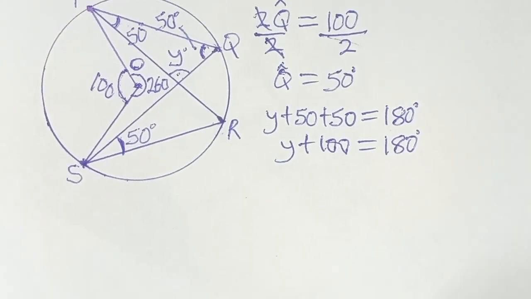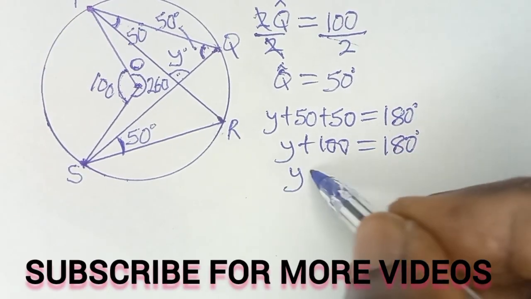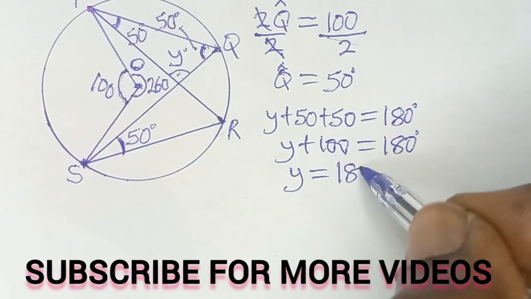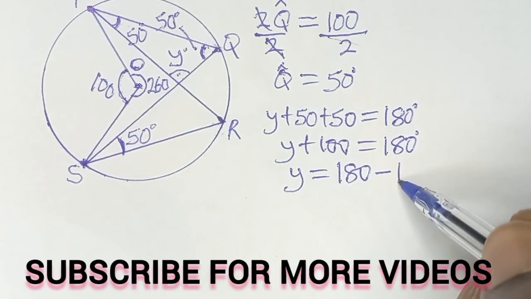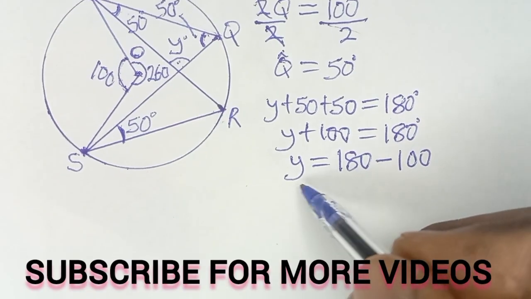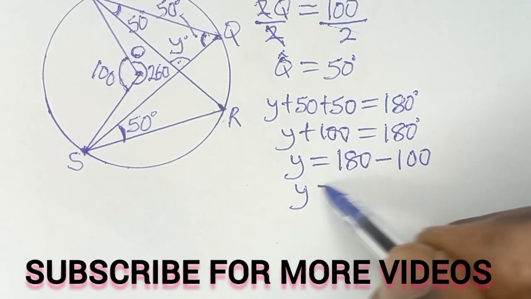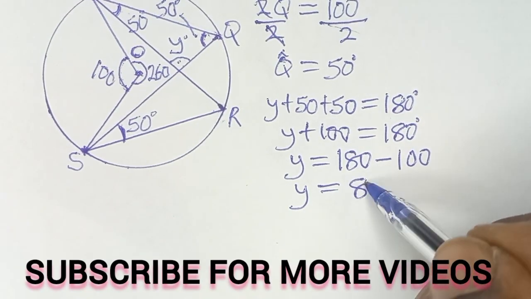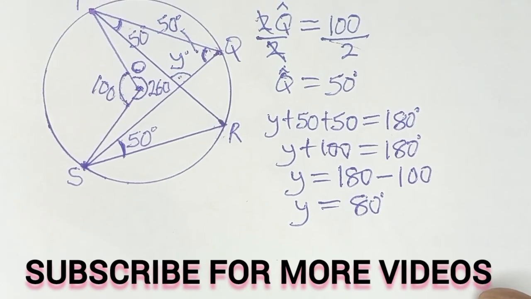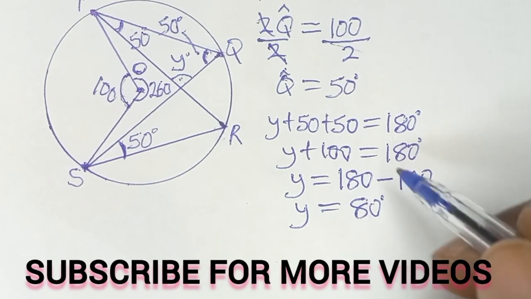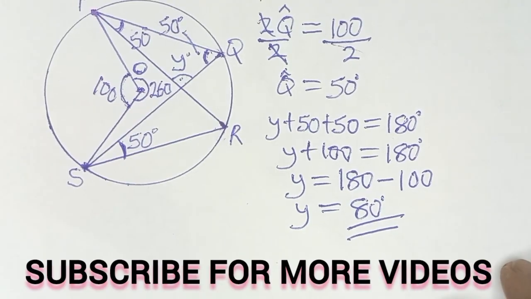Then I can simplify further and say y will be equal to 180. When this 100 comes to this side, it becomes negative 100. And then finally, I have y is equal to 180 minus 100, which is 80 degrees. So the value of y in the question is 80 degrees, and that is the final answer.